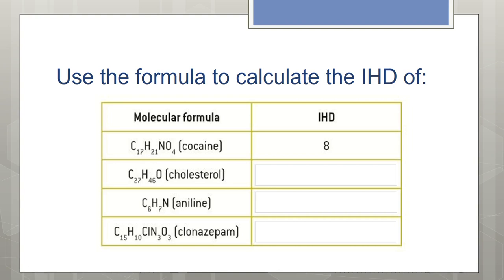Okay, let's look at cholesterol. Following the same process, you should have come up with an IHD of 5. Aniline should have given you an IHD of 4, and clonazepam should have given you an IHD of 12. Quite a complex molecule there. Hopefully you picked up that we had the Cl as well, which you need to minus along with your hydrogens before adding in 3 for your nitrogen.